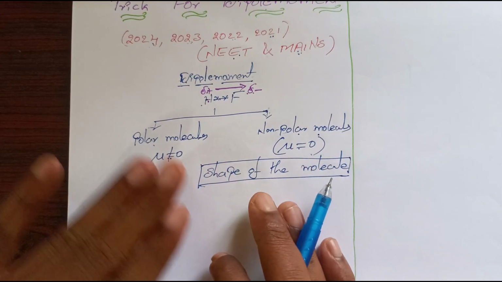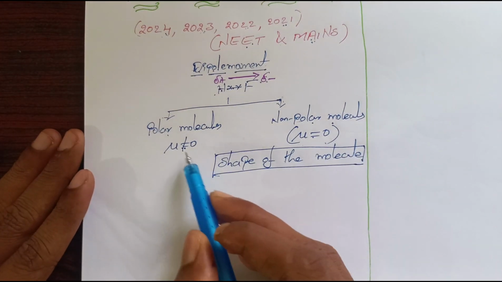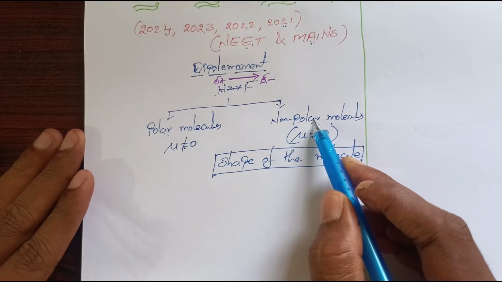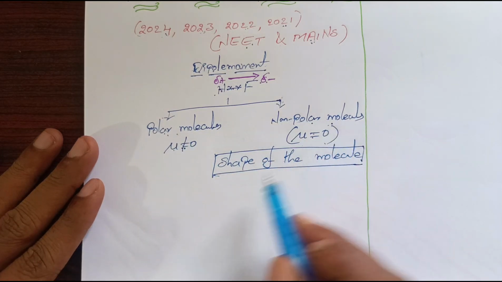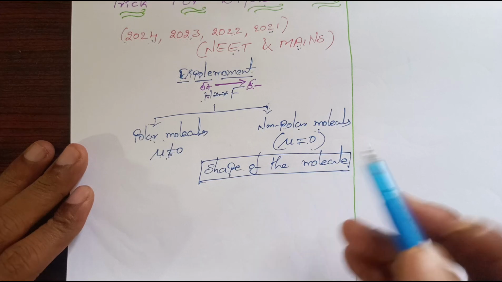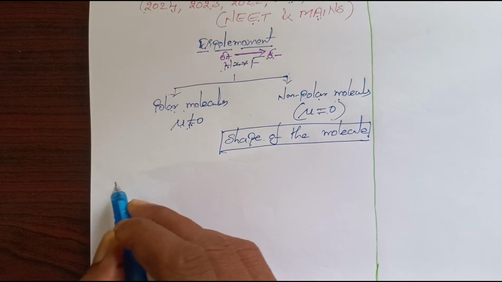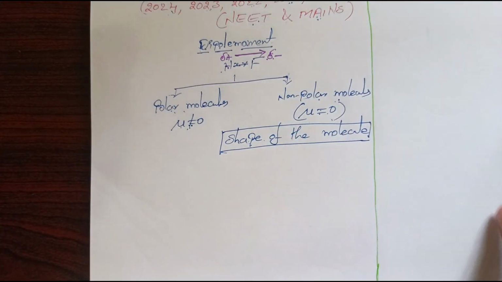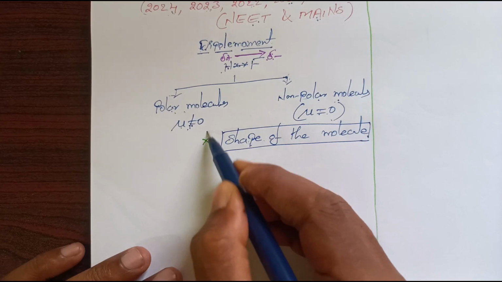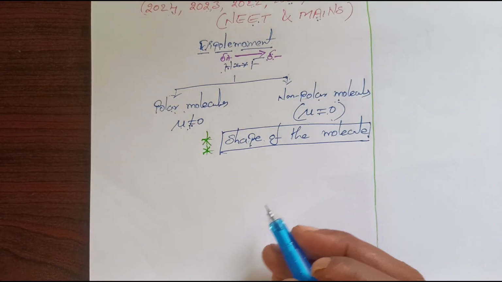In the previous video I already explained this data. Dipole moment not equal to 0, that is a polar molecule. Dipole moment equal to 0, that is a non-polar molecule. Whether it is not equal to 0 or equal to 0 depends on what? The shape of the molecule is the deciding factor. Once again, look at the shapes of the molecules. If you get clarity on the shape of the molecules, identification of dipole moment is easy: is it a polar molecule or a non-polar molecule?